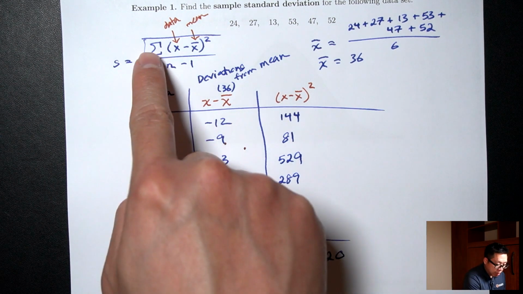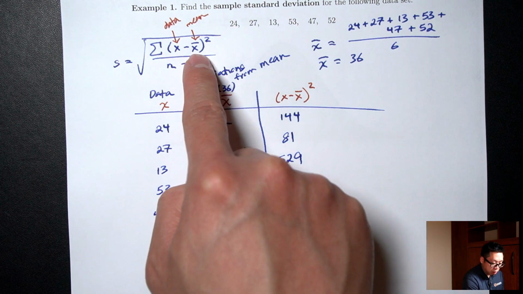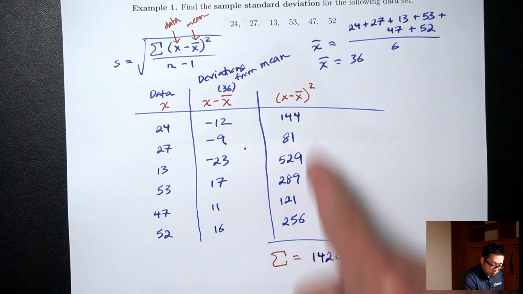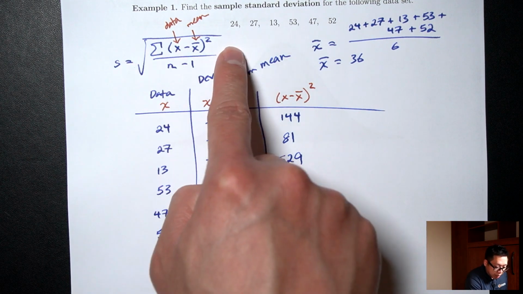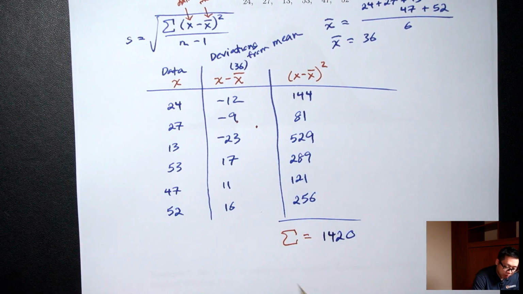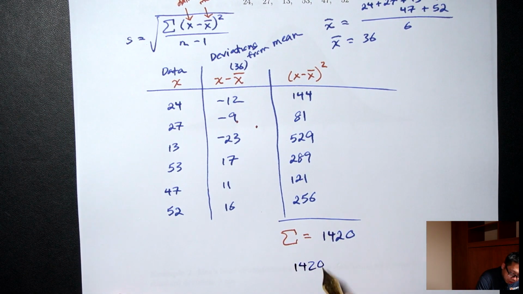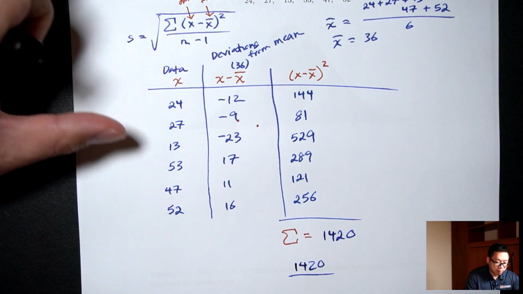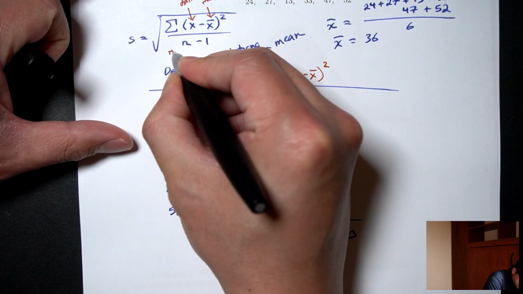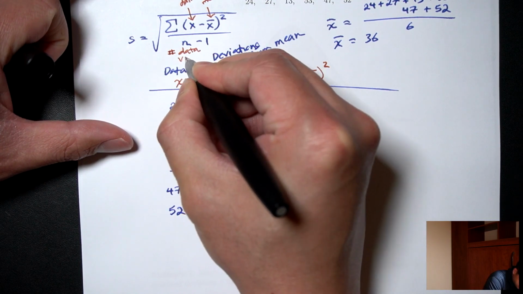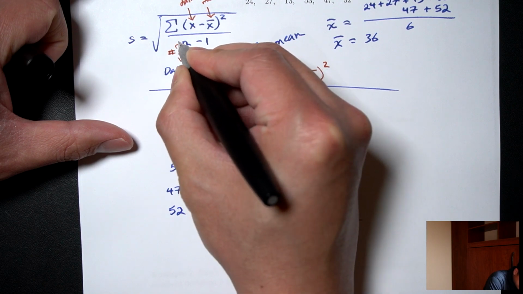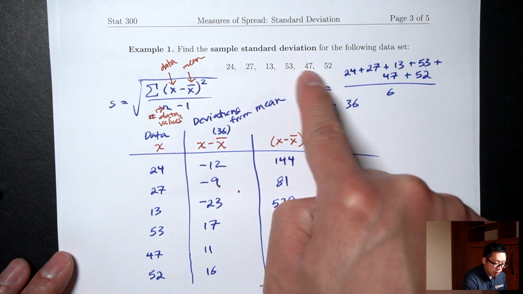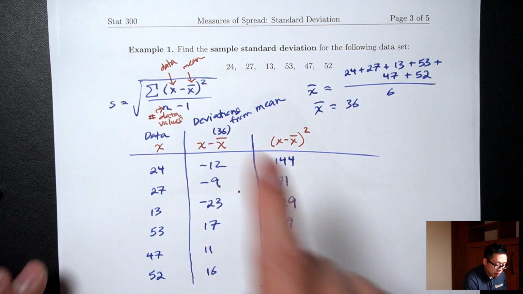All right, so we did everything on the top of that fraction, right? We did the x minus x bar. We squared it and got this column. Summation symbol means add that column up, and we did. Next up is divide by n minus 1. Okay, n, what's n? N, remember, was number of data values. How many data values do we have? 1, 2, 3, 4, 5, 6. Okay, divide by 6 minus 1.